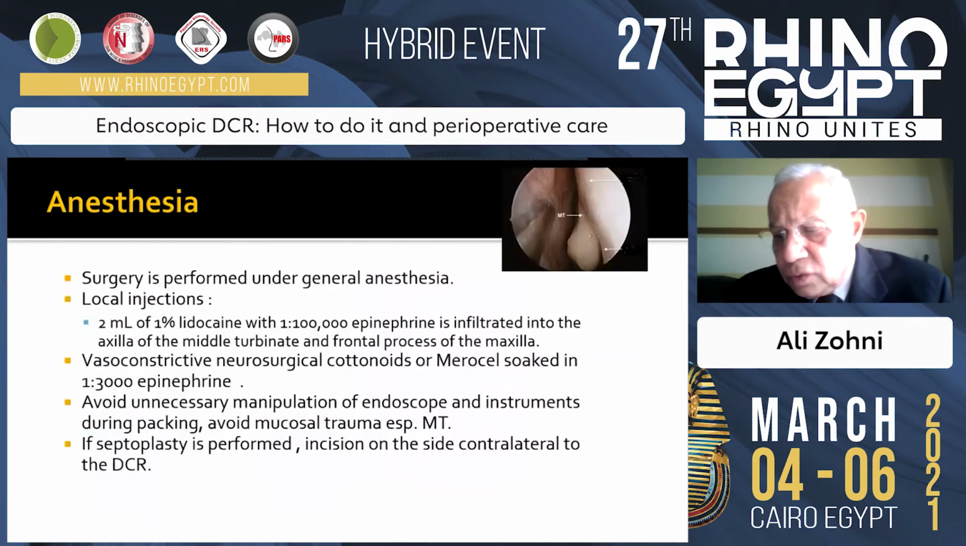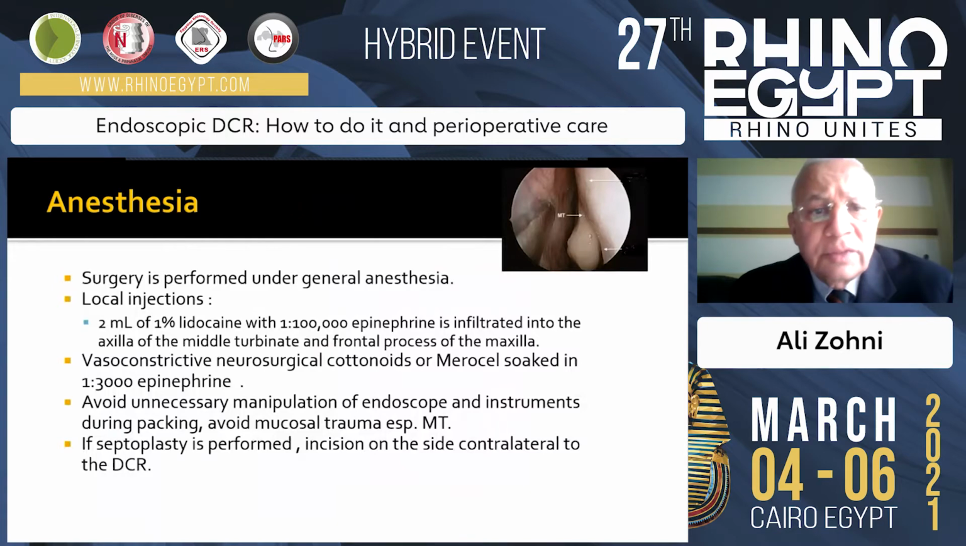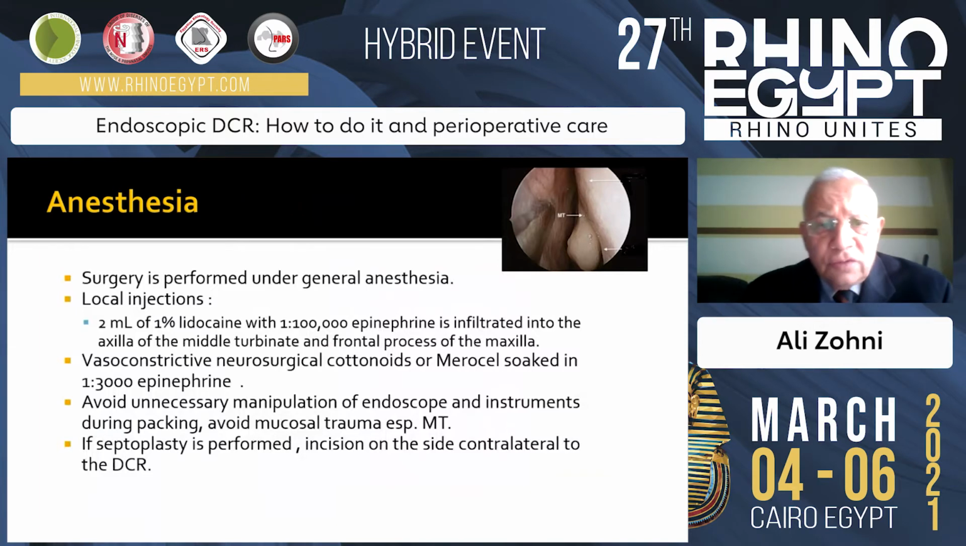For anesthesia, we use general anesthesia for the procedure with injection of lidocaine 1% with 1/100,000 epinephrine, and we use vasoconstrictive surface decongestion using cottonoid or Merocel soaked in epinephrine. We have to avoid unnecessary manipulation of the endoscope and the instruments during packing, and we have to avoid mucosal trauma, especially to the area of the middle turbinate. If septoplasty is planned, an incision on the side contralateral to the DCR is advisable to avoid scarring or fibrosis.